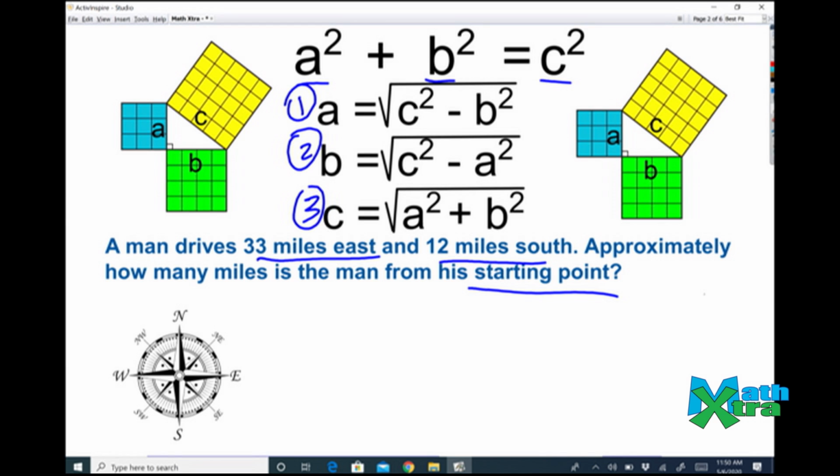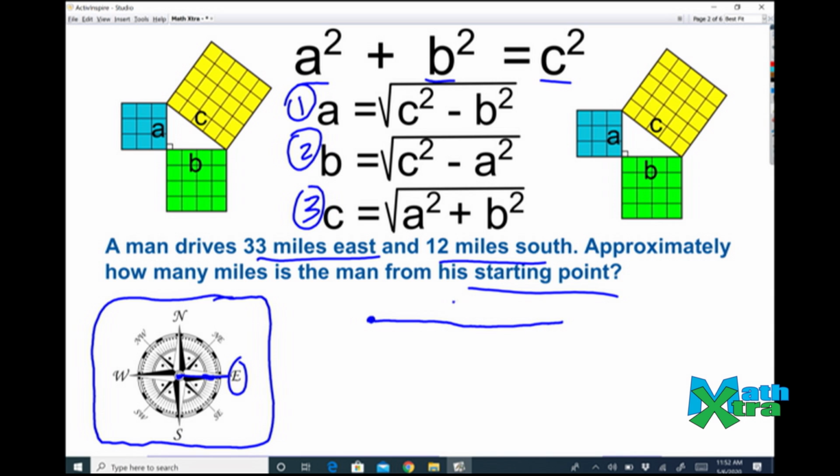So let's look back at the problem. Here we have the compass. When I read this problem, it says a man drives 33 miles east. So I am going 33 miles east. And where is east? If I start here, east is this direction. So 33 miles east, I'm going to say 33 right there. And then 12 miles south. 12 is right there. South is right here. So the question is asking how far is the man from his starting point?